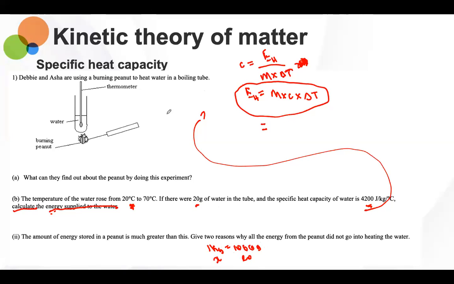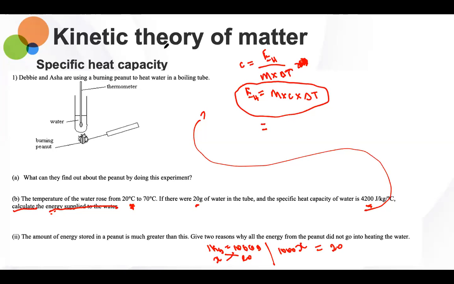Now what do we do next? We cross multiply, and we have X times 1,000, so 1,000 X, equal to 20 times 1 kilogram. So we have 20 here.